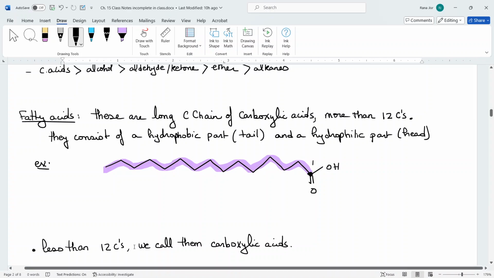We will call it a carboxylic acid whenever the number of carbons is less than 12. So 12 or less, this is a carboxylic acid. More than 12, we call it fatty acids.